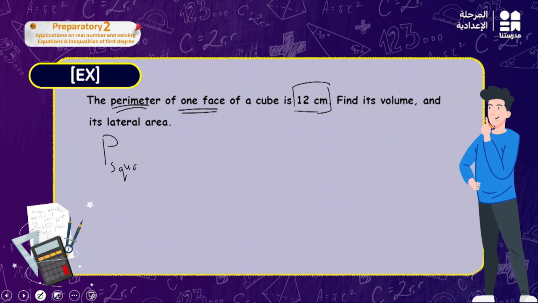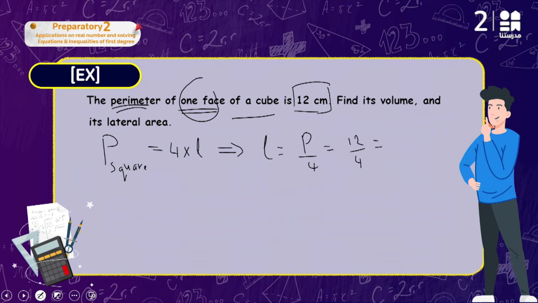ليه سكوير؟ عرفت منين ان هو سكوير يا مستر؟ اقول لحضرتك عشان هو بيقول لي one face of a cube. One face of a cube is what? Yes, square. So هنا بيتكلم على perimeter of a square is 4 times side length, 4 times L. Is it clear? So if we want to find L, it will be perimeter over 4. Is it clear? So it's 12 over 4, so it equals 3 centimeters.